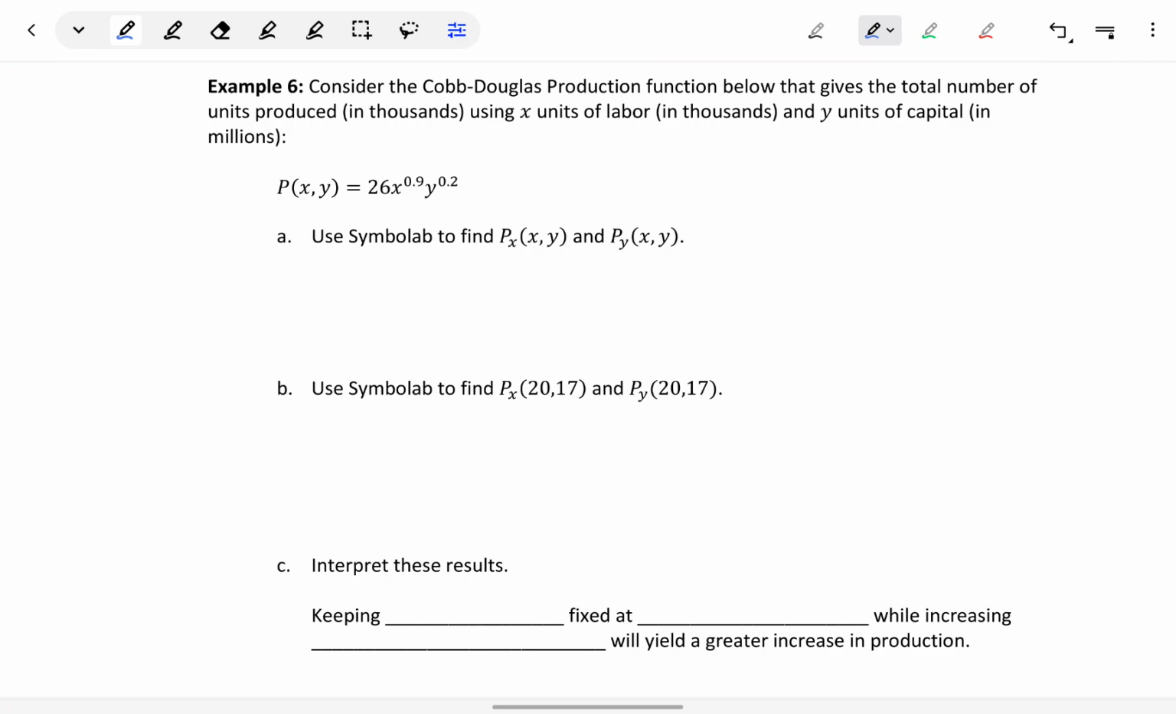In part A, we want to find both P sub x and P sub y, the first partial derivatives with respect to x and with respect to y. We could do that in Symbolab, and we would find that P sub x will be equal to 23.4 x to the negative 0.1, y to the 0.2, and P sub y will be 5.2 x to the 0.9, y to the negative 0.8.